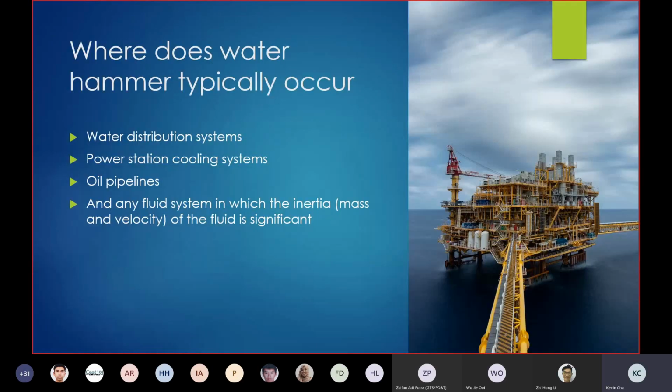So where does the water hammer typically occur? It can happen in water distribution systems, power station cooling systems, and oil pipelines, but most importantly, it can happen in any fluid system in which the inertia of the fluid is significant.